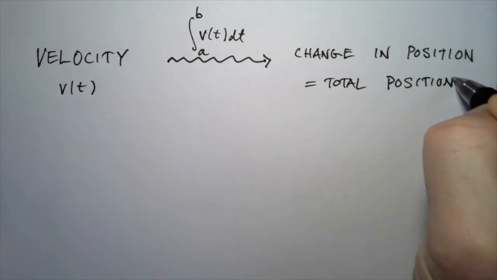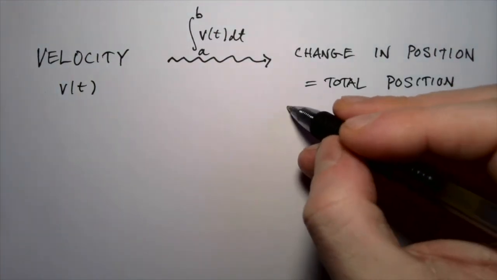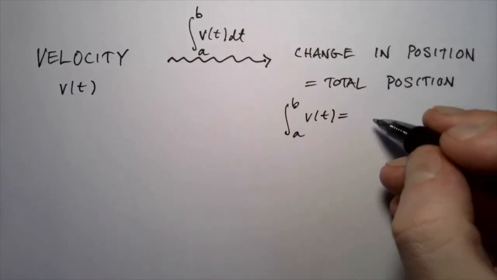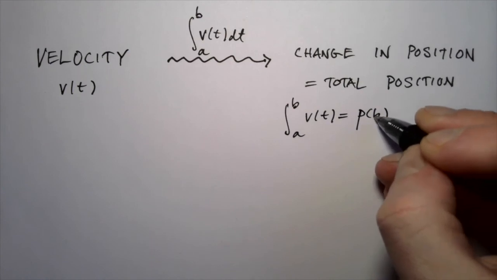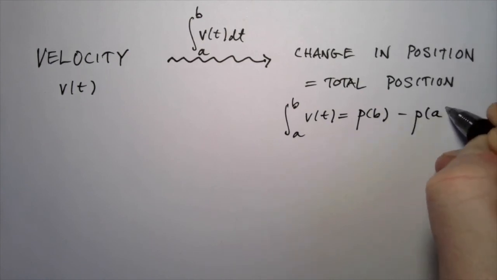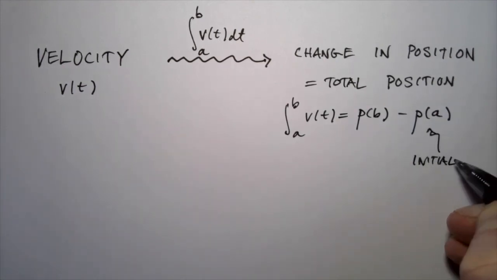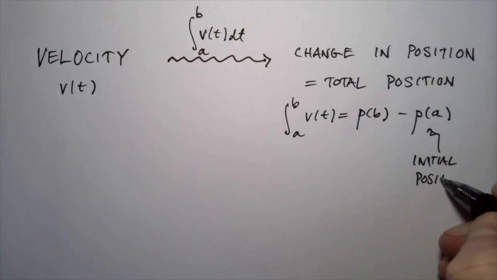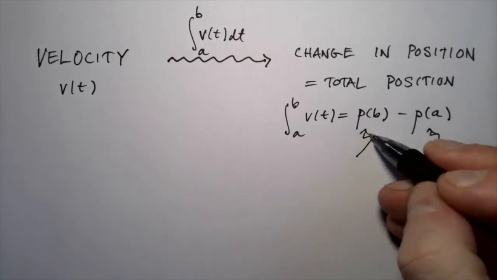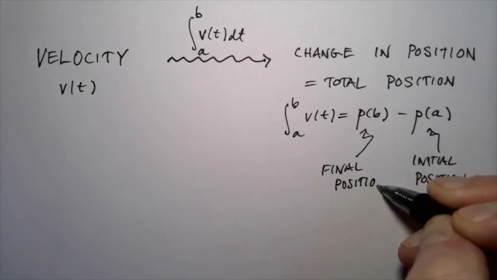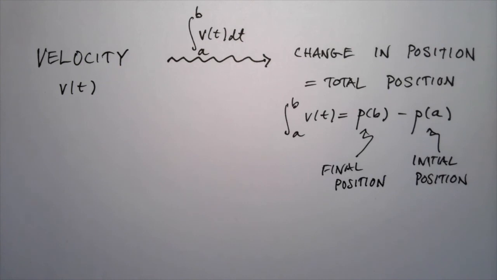Okay, so if p is the position function, then what I'm saying is that integrating velocity gives us the difference between p of b and p of a. Let me notate here. That's my initial position at time a. In the example, it was time 0. And here, that's my final position. So it's giving us the distance between my initial position and my final position. That's what integrating does to velocity.